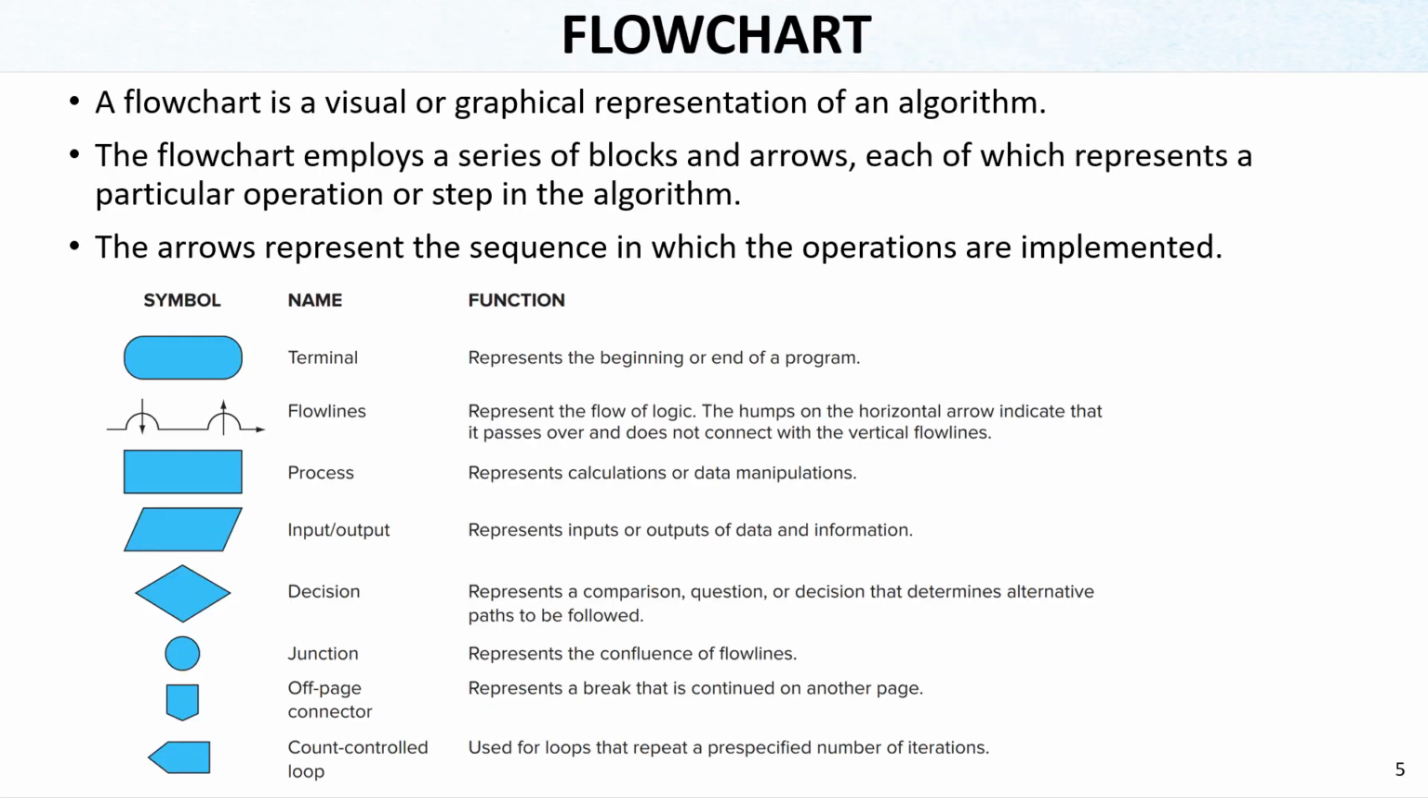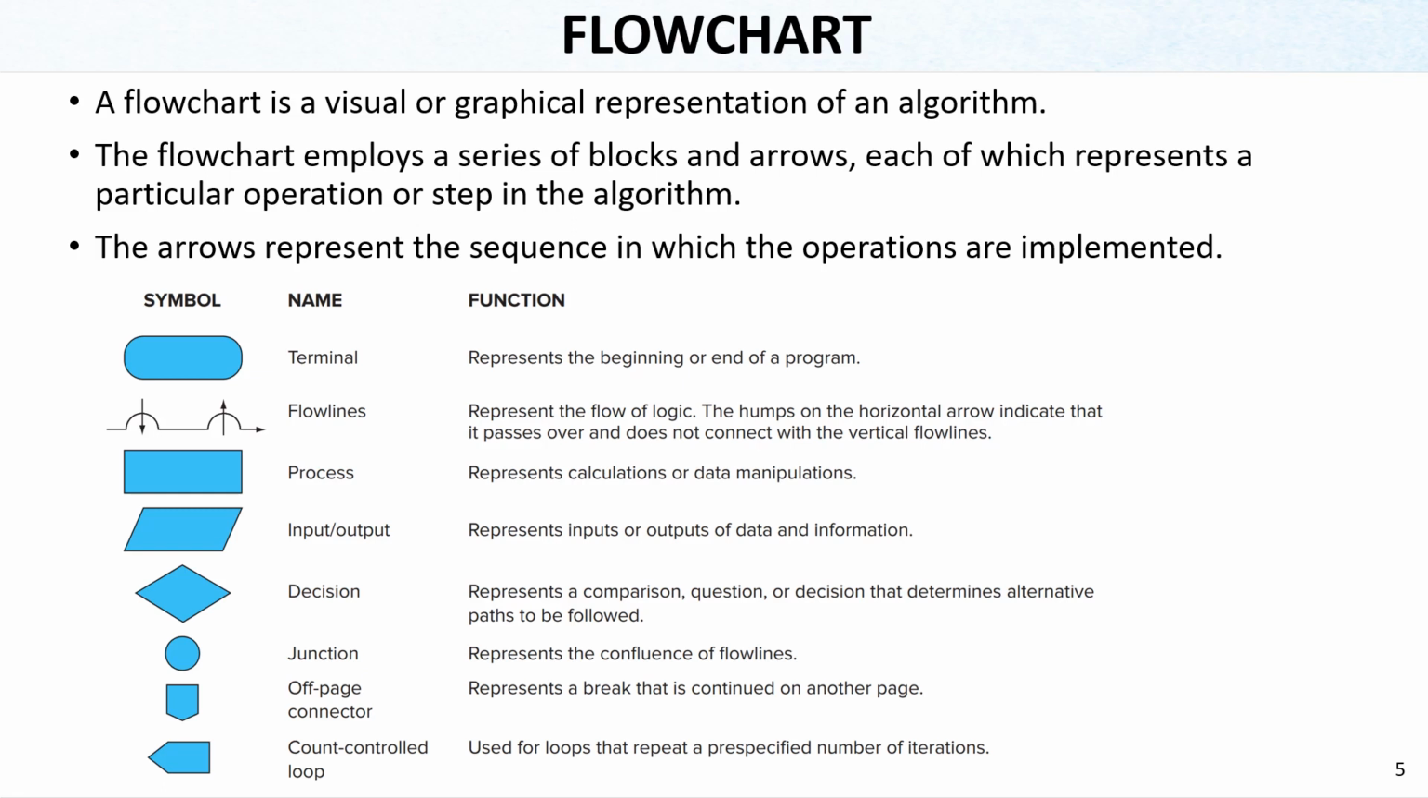Let's talk about the demonstration of the algorithms. First, the flowcharts. A flowchart is a visual or graphical representation of an algorithm. We simply use some charts to be able to show the process of the algorithm, and it employs a series of blocks and arrows, each of which represents a particular operation or step in the algorithm. And the arrows represent the sequence in which the operations are implemented. And over here, you can see some symbols and their names, which represent some functions during the demonstration of an algorithm as a flowchart.